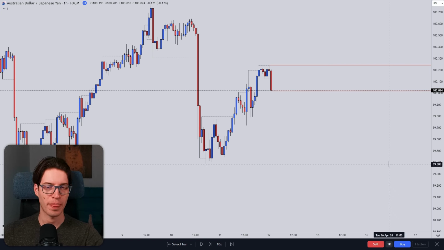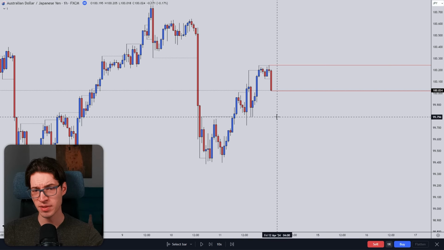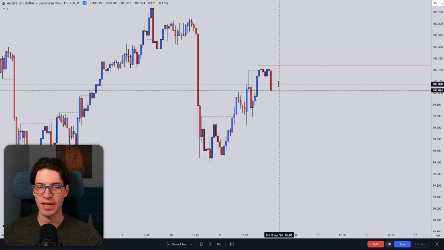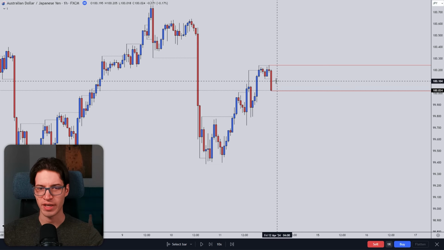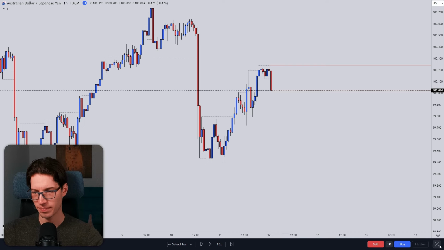But again, even if this did fit the plan, I was sleeping. If I was not sleeping, I don't think I would have taken it because it is the Aussie Japanese Yen. If this was the Aussie US dollar, this would definitely fit the plan. 100% fit the plan. Euro US dollar, Euro Japanese Yen, yeah, for sure I would take this. But Aussie Japanese Yen, I'm a bit more hesitant with the reversal setups.